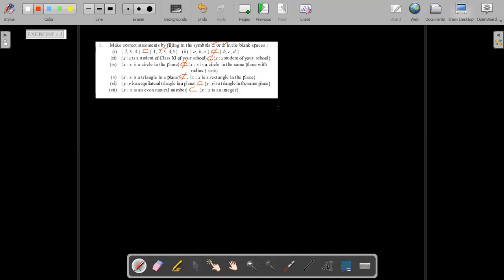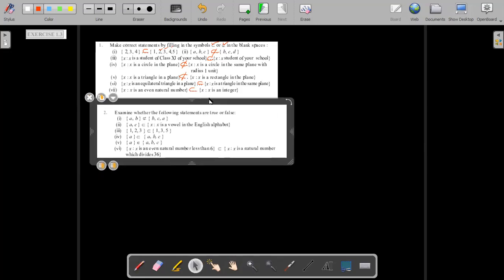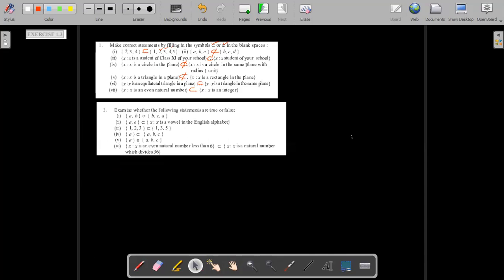Question number 2. Examine whether the following statements are true or false. So the first statement, AB is not a subset of, but it is a subset. Okay, so it is false. Next, X is a vowel in the English alphabet. Okay, A, E are the vowels, so it is true.